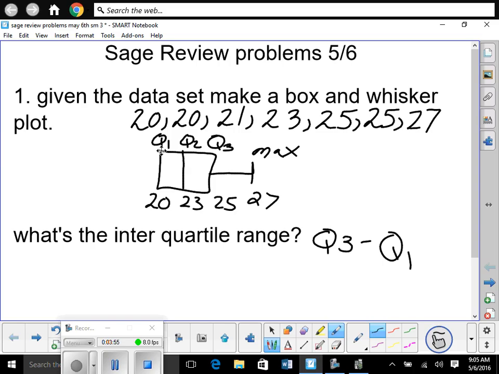So, what's the interquartile range? It's Q3 minus Q1, so we'll do 25 minus 20, right? So our interquartile range is ranging between 5. There's a difference of 5. Questions?